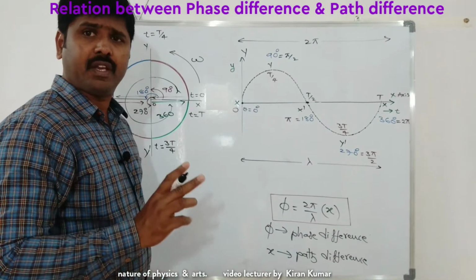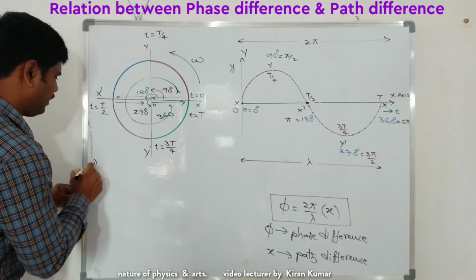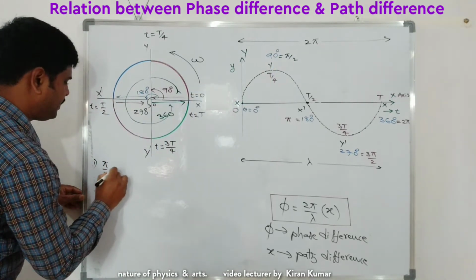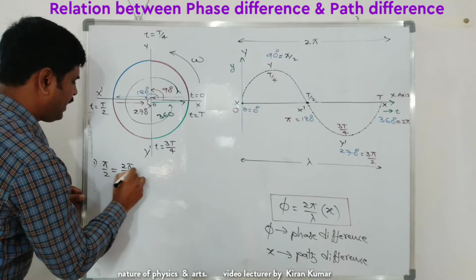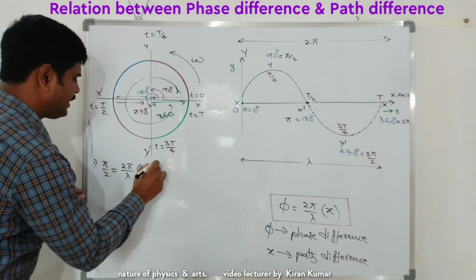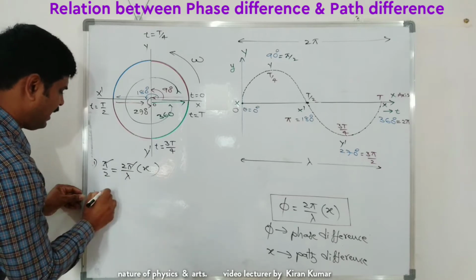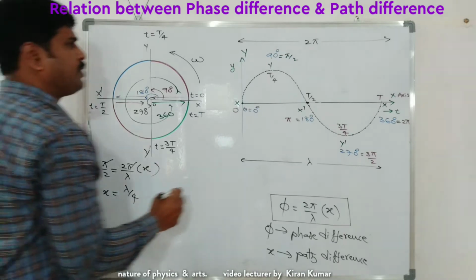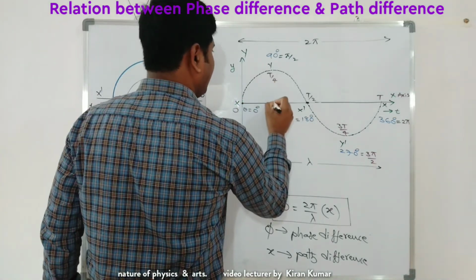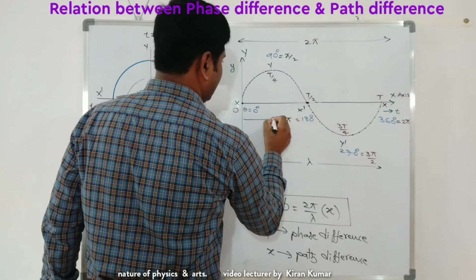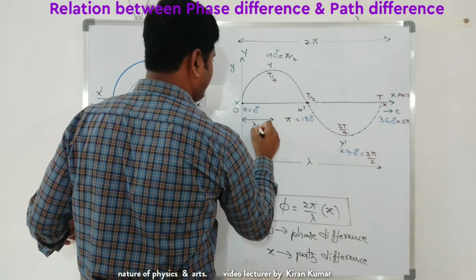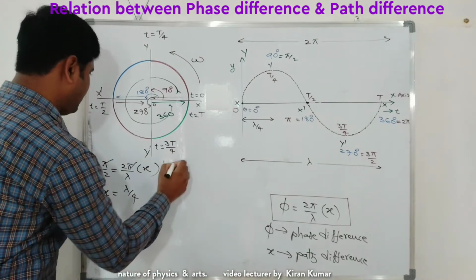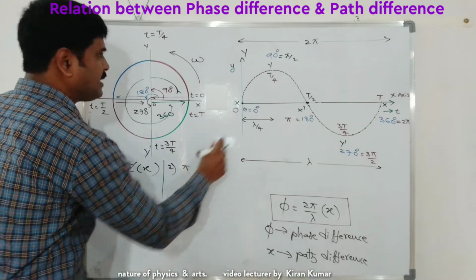Now a relation we can find. See, first one. Here the phase I am considering is pi by 2, which is equal to 2 pi by lambda into x. Here pi gets cancelled, x is equal to lambda divided by 4. So here we can write lambda by 4 wavelength.